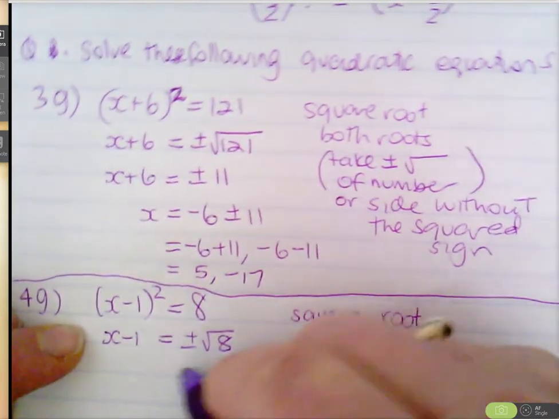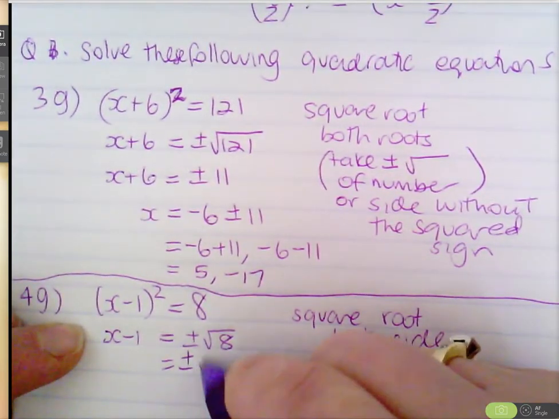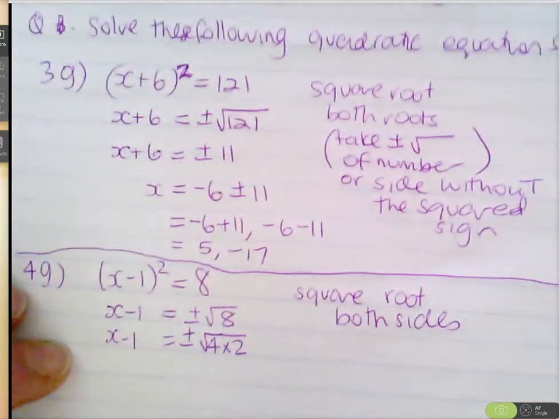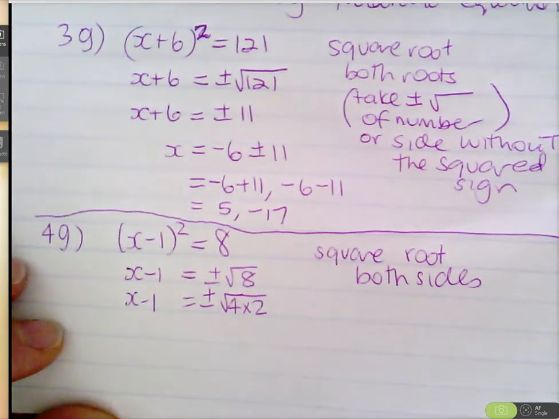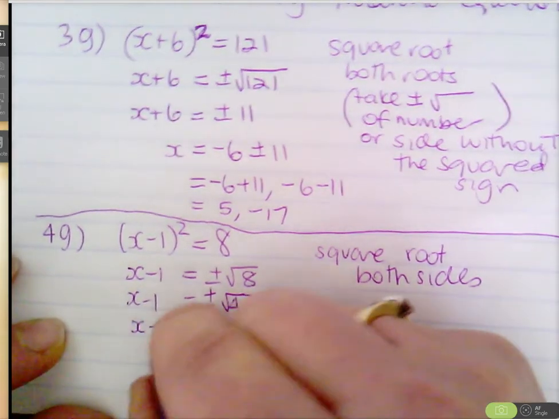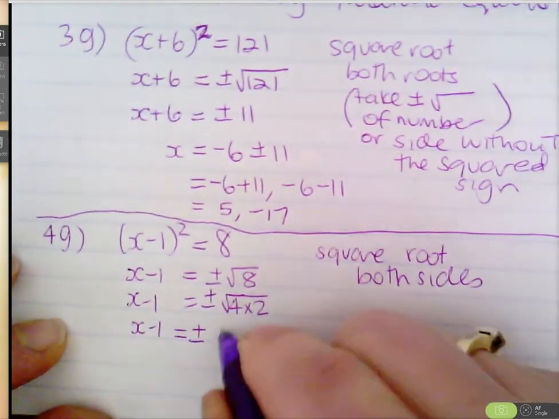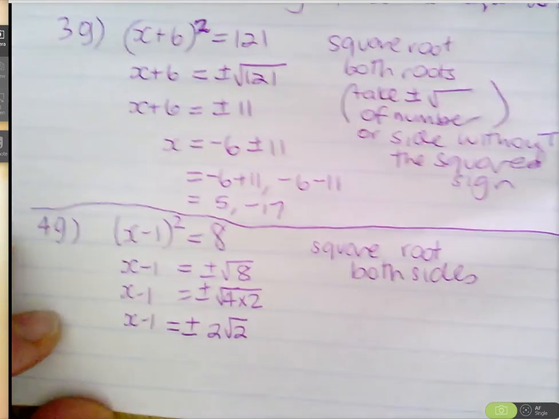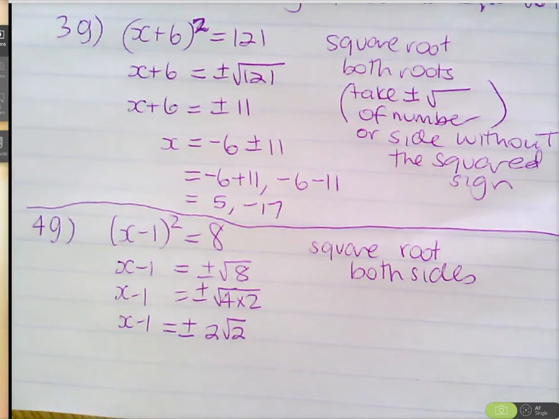So square root of 8 is really square root of 4 times 2. So x minus 1 is plus or minus the square root of 4 times 2. How do I write that? Because square root of 4 is 2 and the other root 2 stays there. Because square root of 4 becomes the whole number out the front and root 2 stays there.